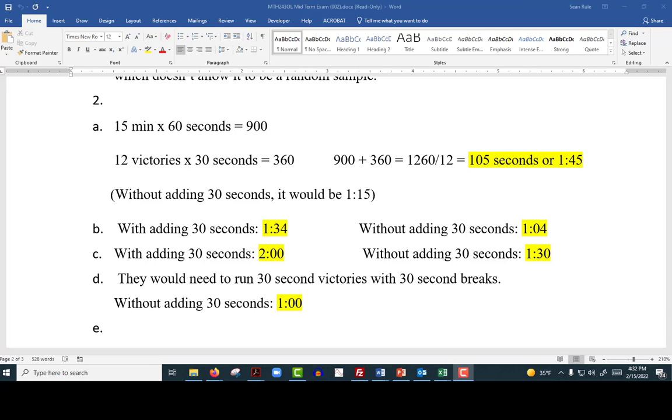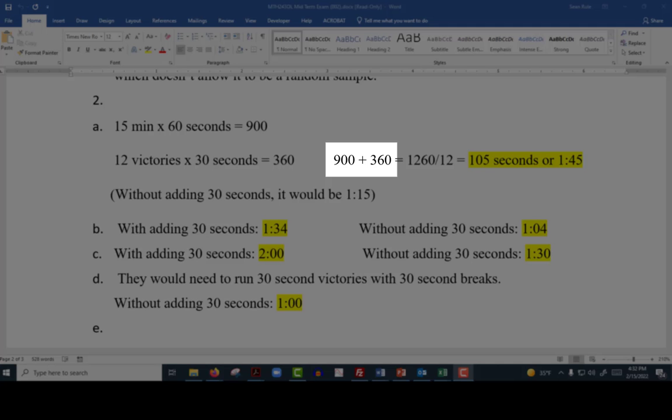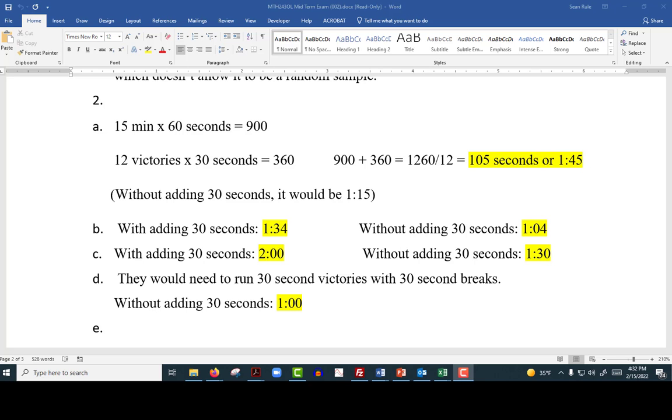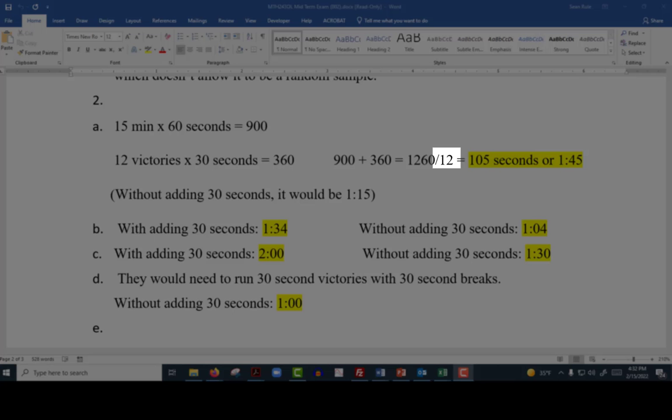The other thing is over here, you added the 900 seconds and the 360 seconds. This 1260 right here makes it seem like it's more time than I actually have. So I just want you to rethink that 360 and what you have to do. Well, it won't be a 360 anymore, just FYI, when you go back and recalculate. But when you get the number that will be in the place of the 360, you're not going to add it. The divided by 12, I like that because you're doing 12 victories.